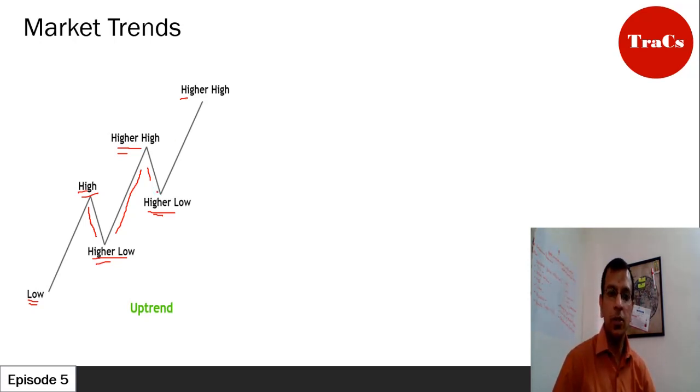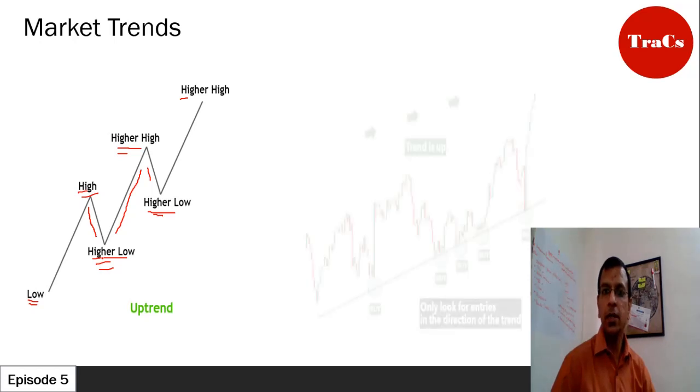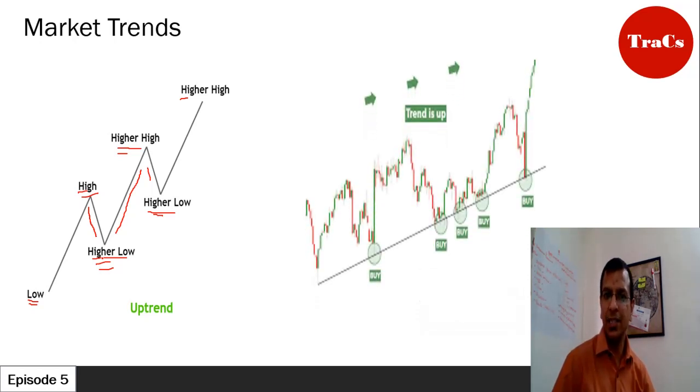Where do we want to buy the stock? At these low points, because when we connect these multiple low points, they basically form my support zone. And when I have a candlestick pattern, a bullish candlestick pattern at this support zone, that's when I will look for an entry. Let's look at a candlestick chart from a stock which was in uptrend.